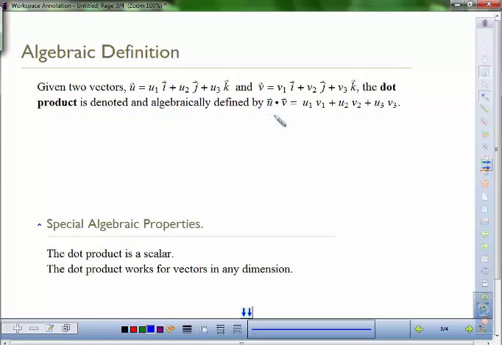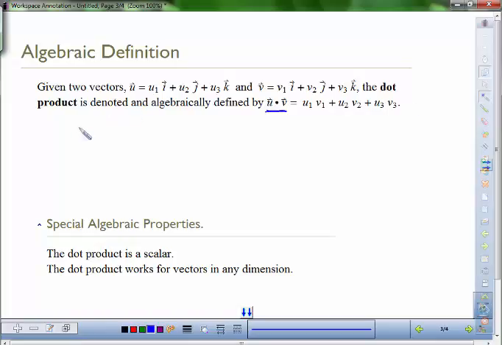And the definition of the dot product, I sometimes call it the working definition or the computational definition, but here I'm calling it the algebraic definition. It's the algebra of it: you just take each component and multiply them and then add your results.